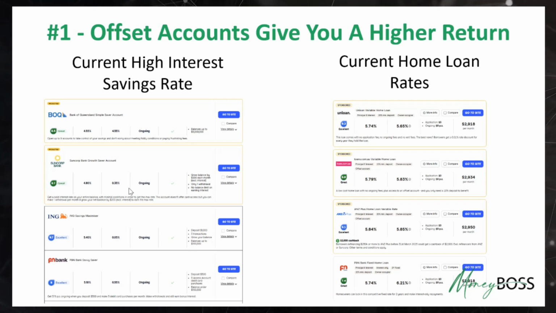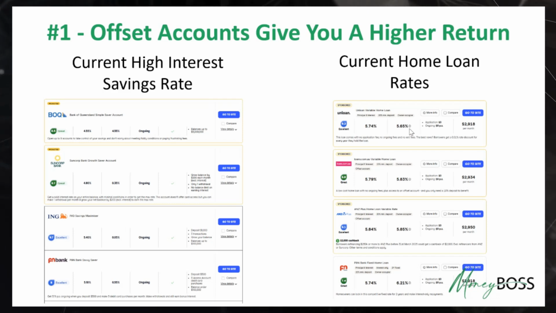There's all sorts of rules that they put around it. But you can see here the interest is somewhere around 4.5%, and if we look at the highest one here with ING, it's 5.4%. These are the highest rates of interest that you can get on any of these high interest savings accounts right now.